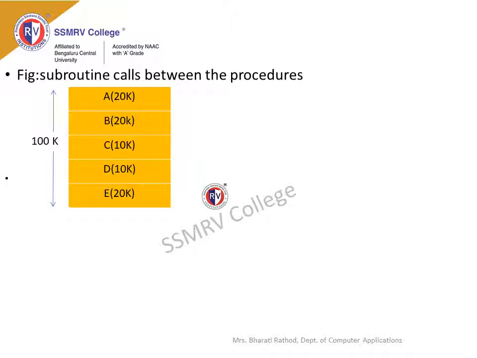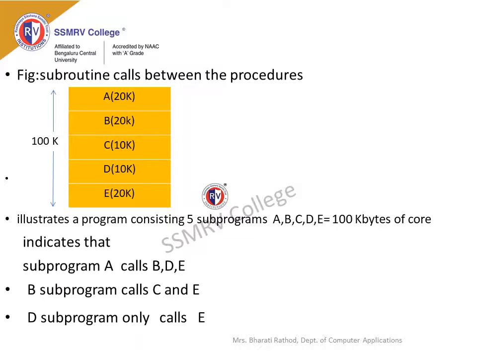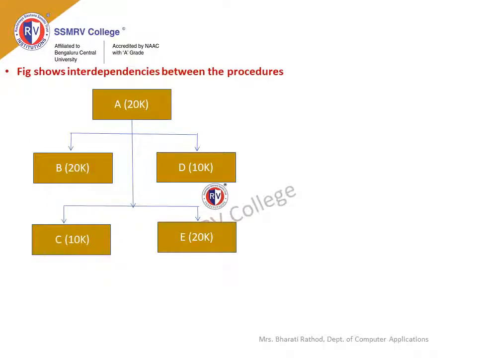Consider a diagram of subroutine calls between the procedures. There are five subprograms A, B, C, D and E, each of 100 kilobytes of code. Subprogram A calls B, D and E. Subprogram B calls C and E. Subprogram D calls only E. The figure shows the interdependency between procedures.